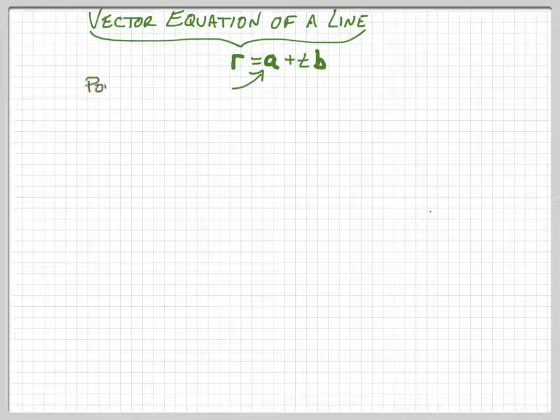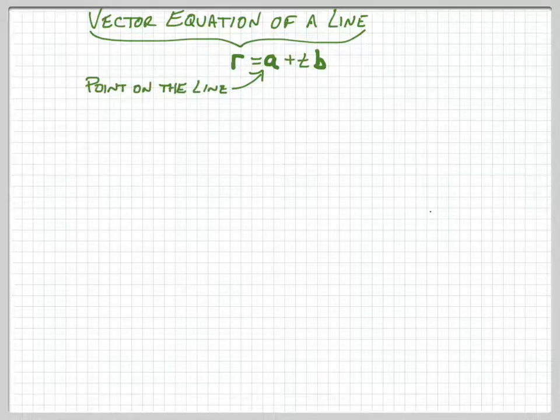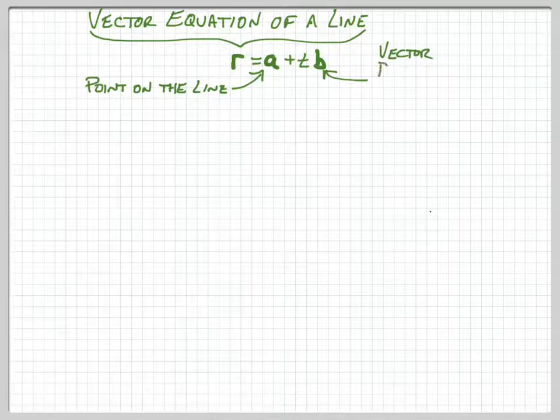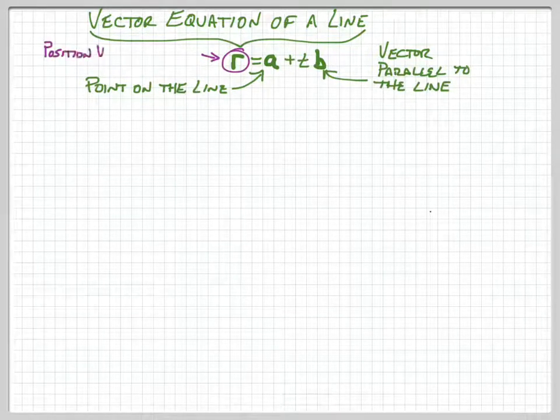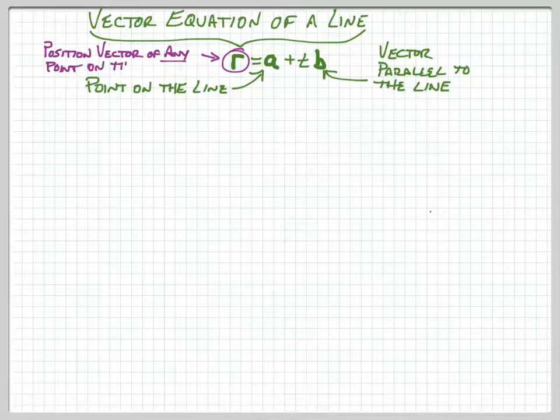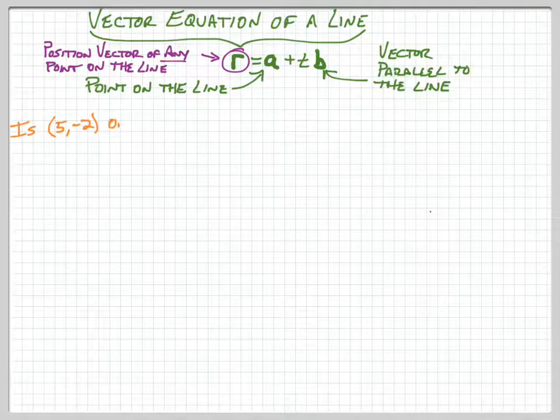So a is going to be the vector position for a point on the line, and b is going to be a vector that is parallel to the line that we are discussing. And finally, r is going to be the position vector of any point on the line. So any point, whether that is point B, point A, or another point, it's going to be some point on the line.